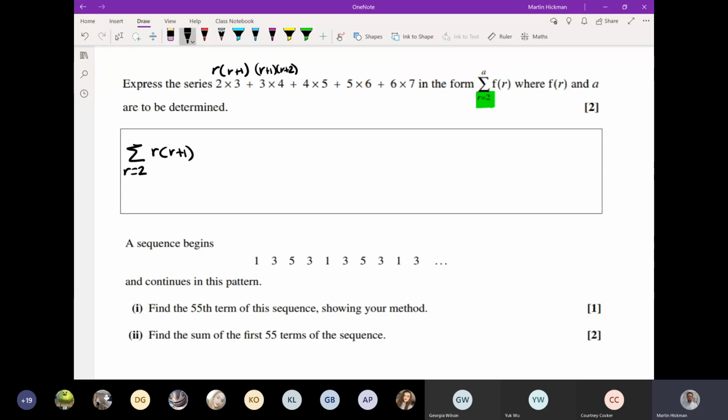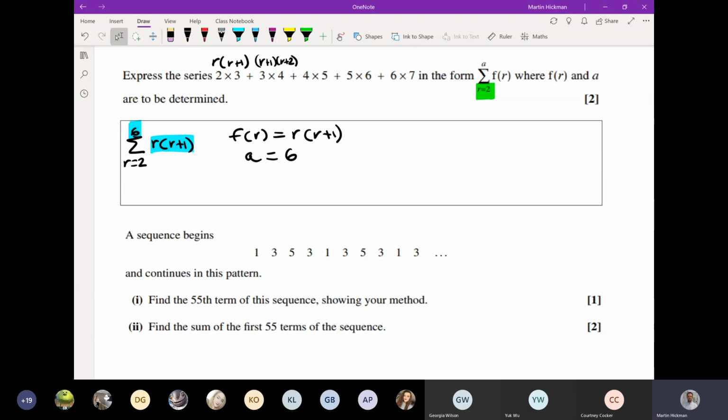And then so on when you put in r equals 3 and it carries on. We need to put a number on top here as well, so we need to find what a is. And that's simply going to be 6, because the last term in the sequence is 6 times 7, and to get that, we'd have to put in r is 6. Then if you do r plus 1, you get 7. So this is our answer. This is going to be a, and this is going to be f(r). To make this clearer, we could say f(r) equals r times (r plus 1), then a equals 6. So short question, but I wanted to go through that one because it is maybe a little bit more unusual than some of the other ones.